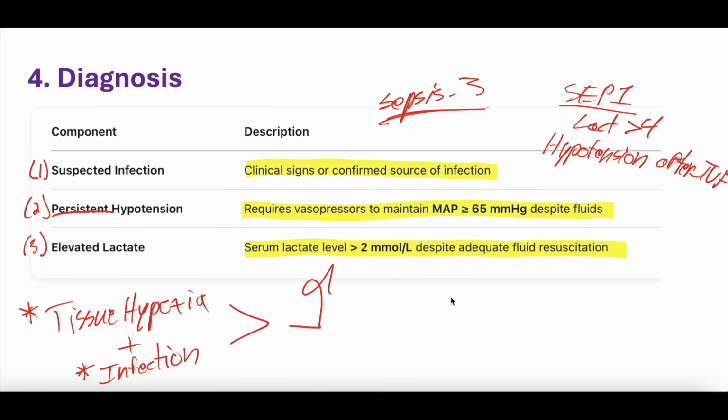But for formal criteria, when you're talking about the diagnosis of septic shock, and there's all the criteria and guidelines that you have to abide by to meet compliance standards, these are the formal definitions provided. Step 1, lactate greater than 4, or hypotension after fluid resuscitation. And then the newest, Sepsis-3, which is suspected infection plus persistent hypotension plus elevated lactate greater than 2.